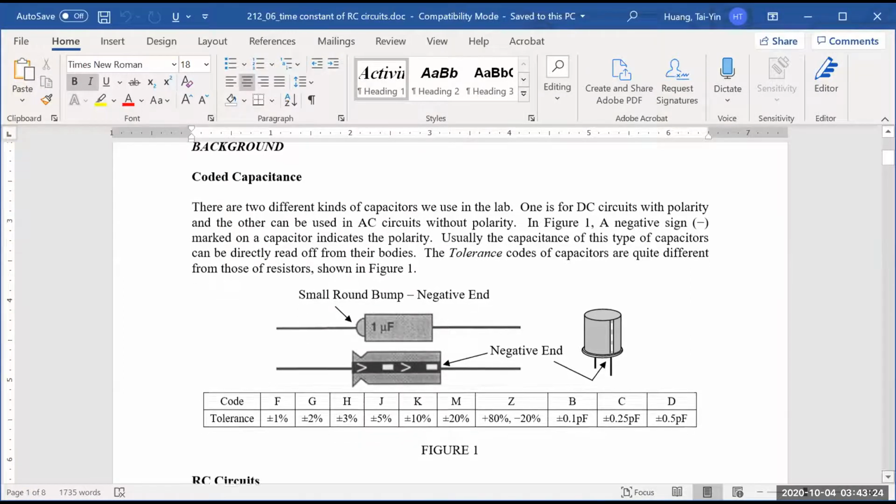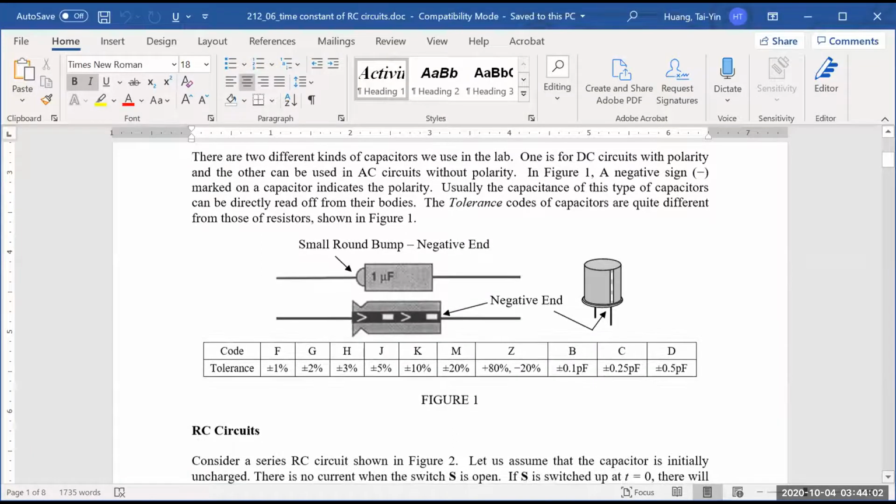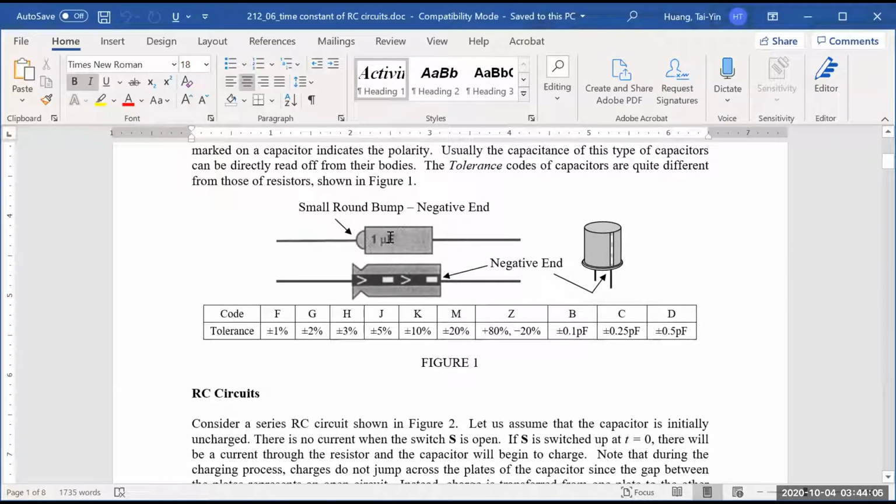So there are two different kinds of capacitor, one with a polarity and one that does not have a polarity. The one with the polarity will often be indicated by, for example, a little round bump on one end that indicates a negative polarity, or it has a dash or an arrow pointing in this location that indicates a negative end. Okay, and the numerical value of the capacitance, which is in farad, in honor of Faraday, will be printed on the cover of the capacitor, and the letter here will indicate the tolerance or the uncertainty of the variations of the capacitance within this range.